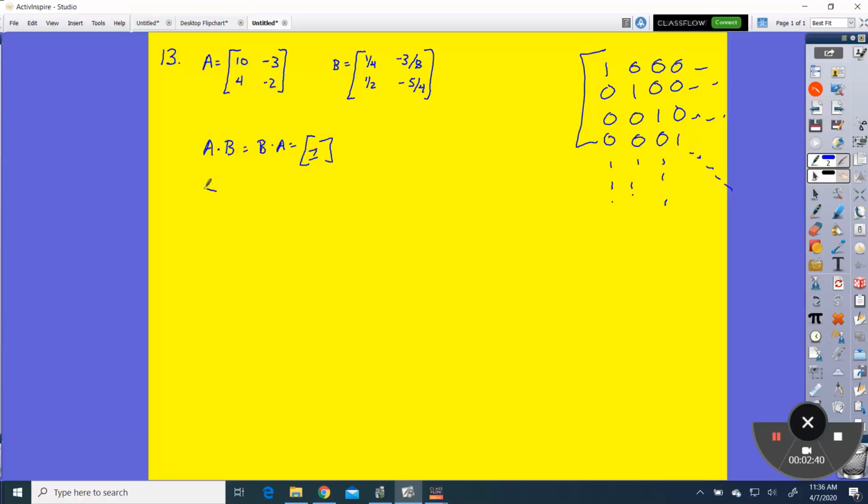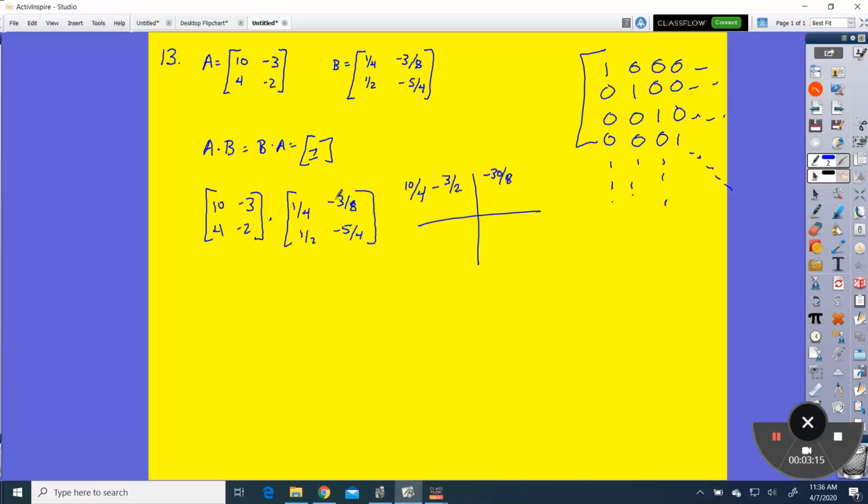So to do that, we're going to hurry and multiply these together. So 10 times negative 3, 4 and negative 2 times 1/4, negative 3/8, 1/2, negative 5/4. So I know this is going to be a 2 by 2. So 10 times 1/4 is 10/4. Negative 3 times 1/2 is negative 3/2. So that's first row, first column, first row, second column. That's going to be negative 38, because 10 times negative 3 makes negative 30. Negative 3 times negative 5 is a positive 15/4.